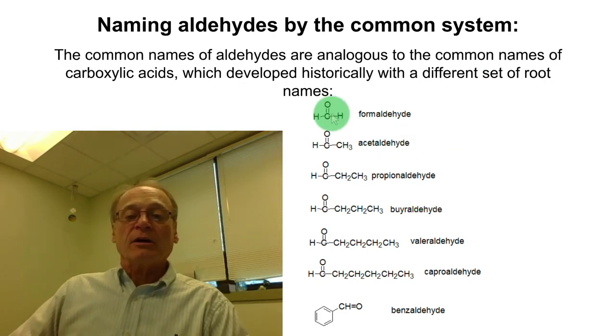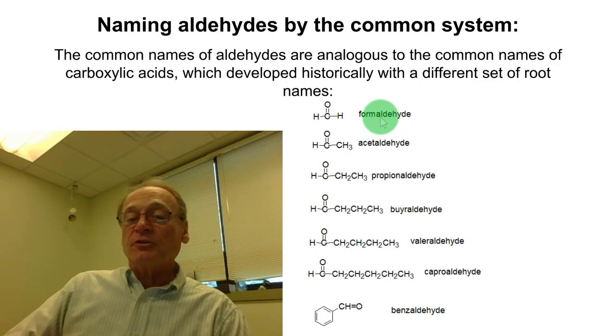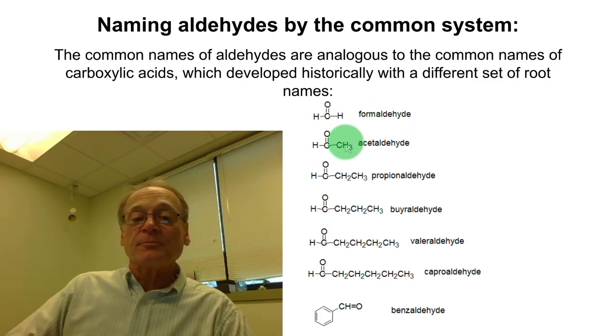A one-carbon aldehyde is called formaldehyde. You've probably heard of formaldehyde before. It's a common preservative, obviously, and its common name is formaldehyde. It's related to a carboxylic acid called formic acid, which is the one-carbon carboxylic acid.